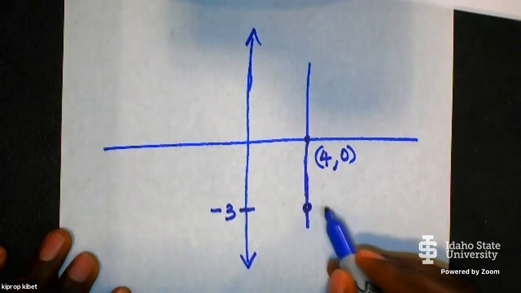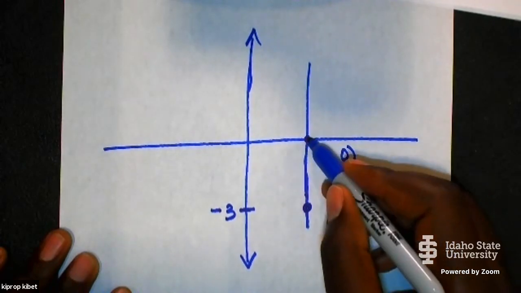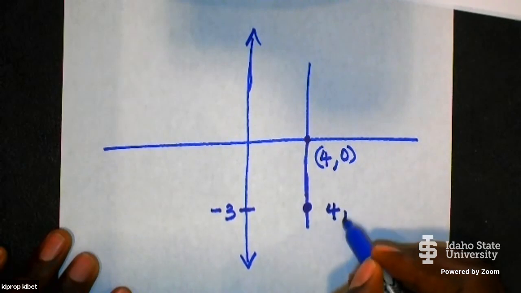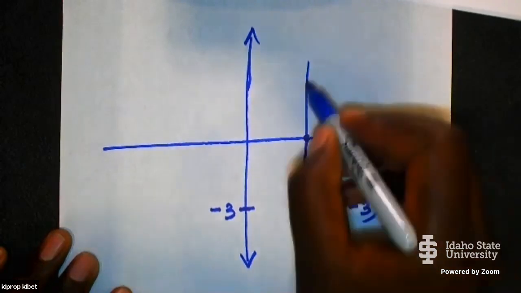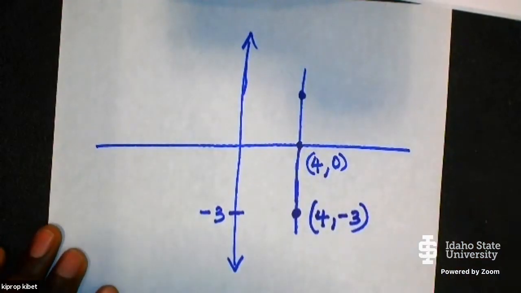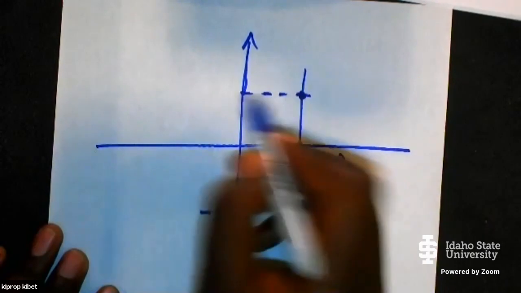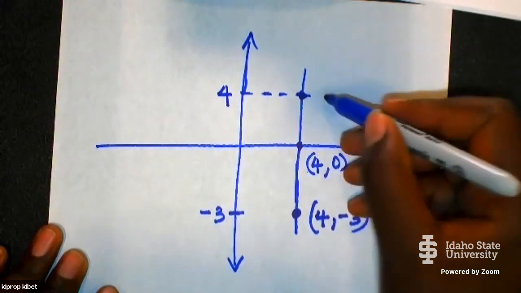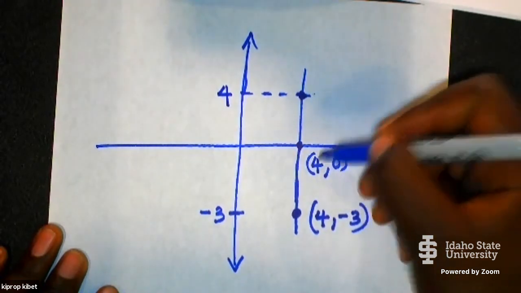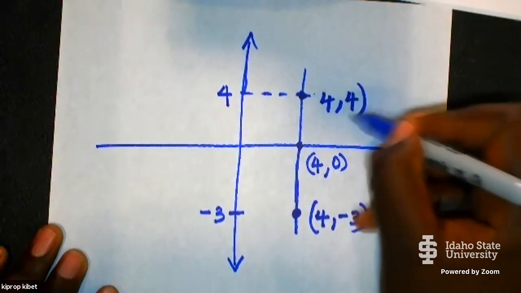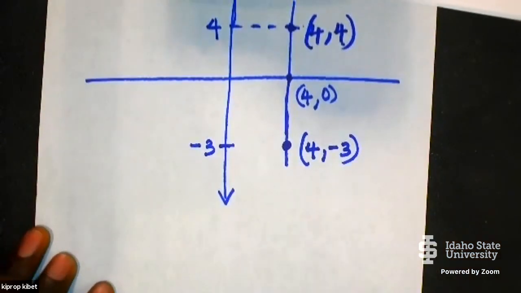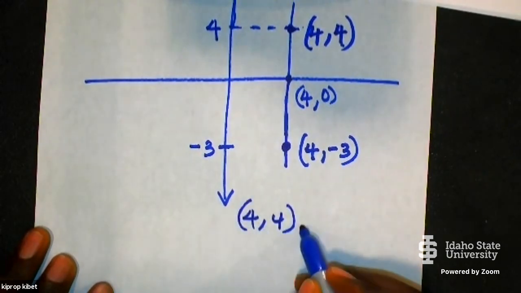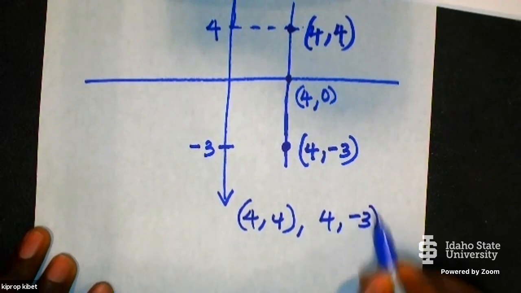So what is this point? So this up to here is 4, and this one is minus 3. So it is 4, minus 3. And then if we take another point there, and we put here to be equal to 4, so here will be what? Will be 4 and what? 4 and 4. So the points are, we can take 4 and 4, and then 4 and minus 3.